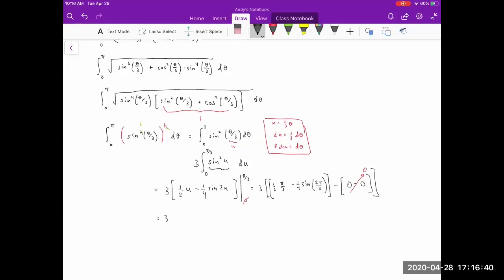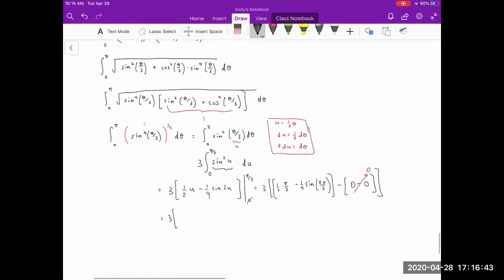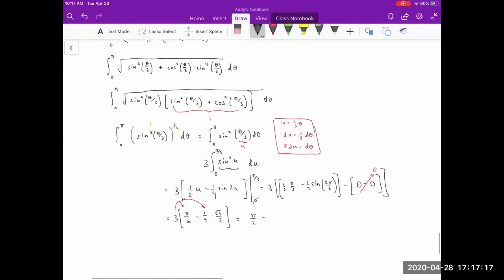So in total, we get 3 times, let's see, 1/2 pi/3 is just pi/6, minus 1/4. Sine of 2 pi/3 is radical 3/2. So in total, we get 3 times the quantity. In fact, I guess we could distribute the 3 already. So we distribute the 3. There's cancellation here, but not here. So I'm getting this. I'm getting pi/2 minus, sorry about that, minus 3 radical 3/8.